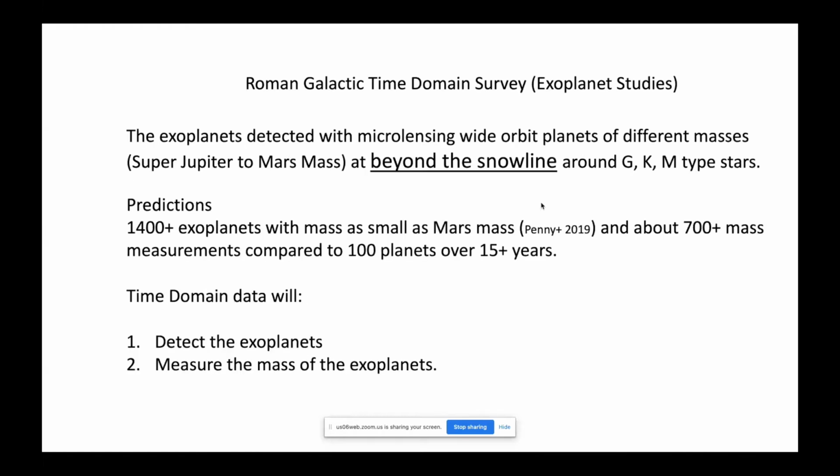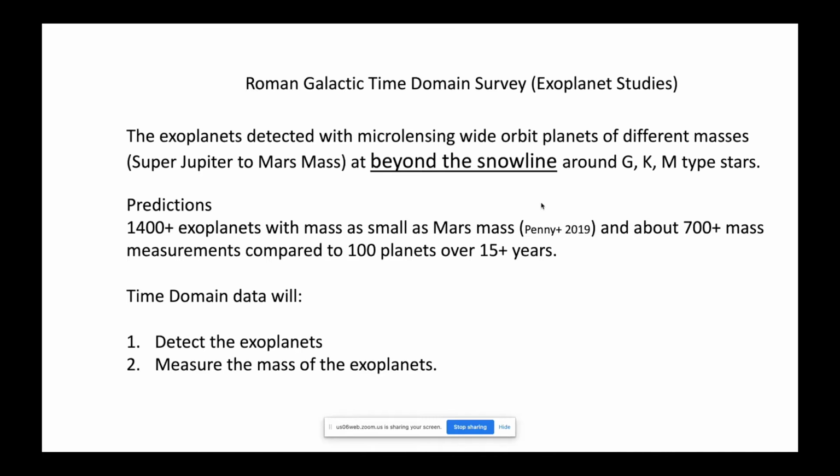The main thing about the study is that the exoplanets will be detected with microlensing. The exoplanets detected with the microlensing technique are wide orbit planets of different masses, from super Jupiter to about as small as Mars mass. And the most important part is that these planets are all beyond the snow line around G, K, and M type stars. Today about 4,000 and more planets are discovered, but most of them are dominated by planets that are much closer, and also much hotter.